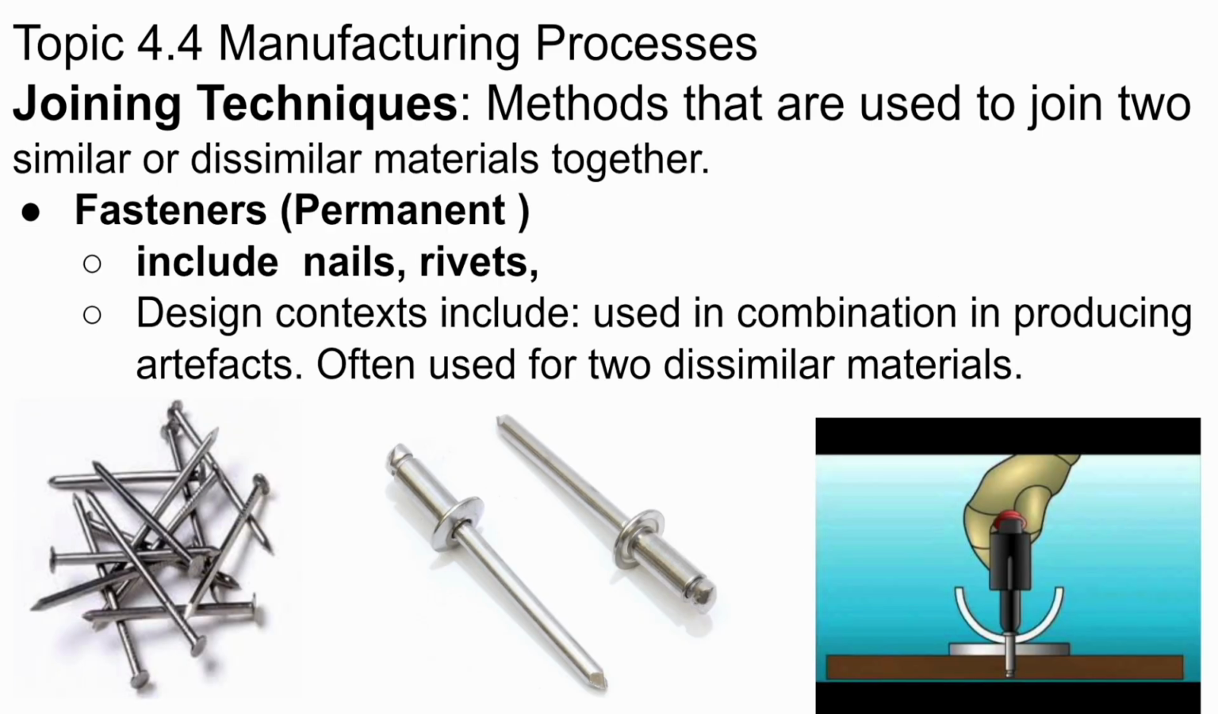We have fasteners. These include nails and rivets. These are permanent. So the design contexts include combining or producing artifacts, often used with two dissimilar types of materials.